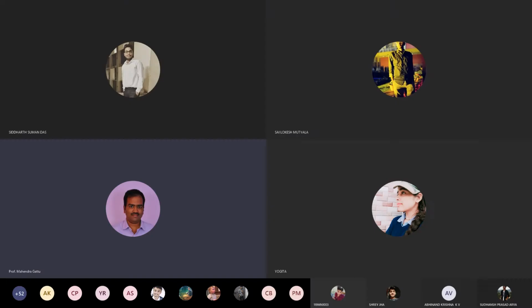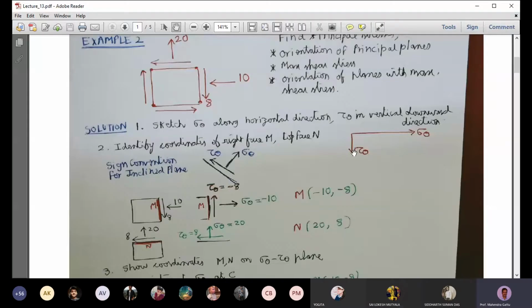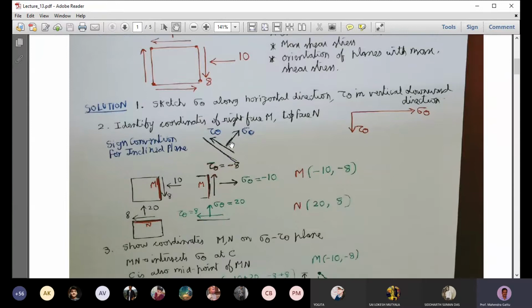Theta in the horizontal direction and tau theta in the vertically downward direction. So the sign convention is that on the plane, whatever normal stress is acting away from the plane is positive. That is, tension is positive, and tau theta, which will produce an anti-clockwise rotation, is treated as positive. So this is the sign convention here.